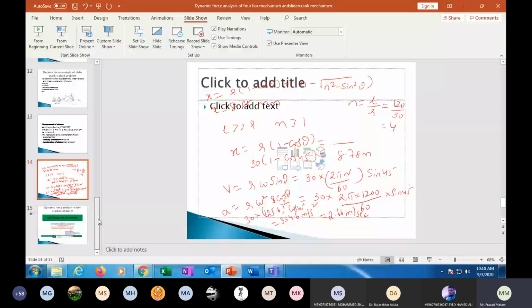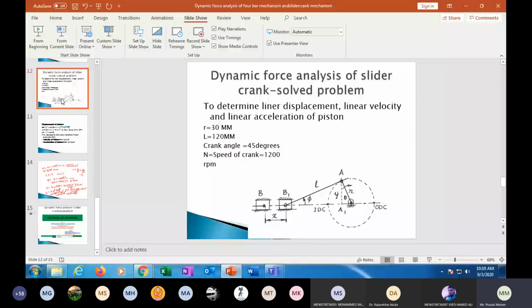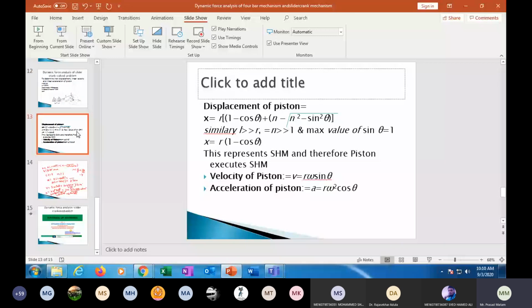We have done the dynamic force analysis of the slider crank mechanism. Here the crank has radius 30 mm, the length of the connecting rod is 120 mm, the crank angle is 45 degrees, and the speed of the crank is 1200 rpm. When the crank rotates in this direction, our aim is to find the displacement x made by the piston, the velocity of the piston, and the acceleration of the piston. These are the equations we use for displacement, velocity and acceleration.